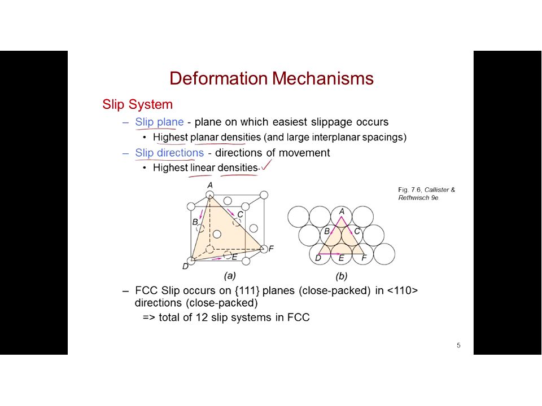So let's look at an example. Here's an FCC unit cell. And the most dense plane is the 111 plane. Let's draw that on here. This is the 111 plane.